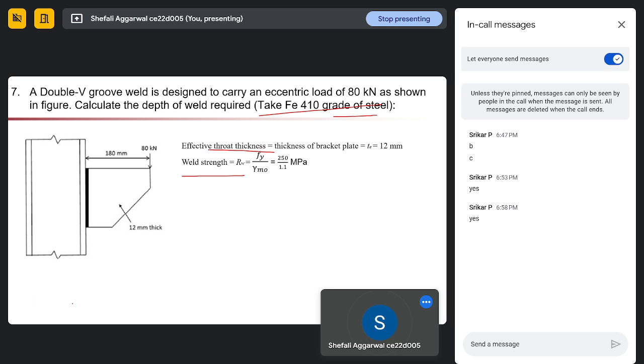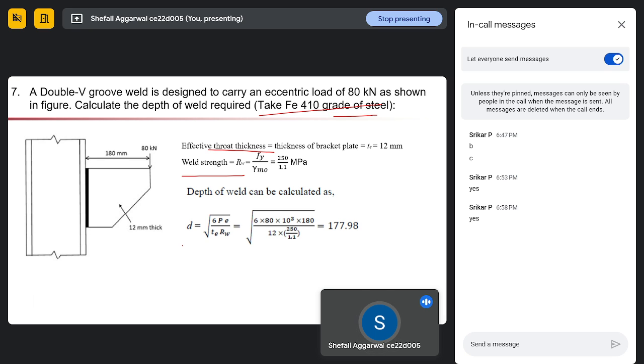And next thing is we have to calculate the depth of weld. So this formula we have seen. Depth of weld is given by under root 6 P E upon T E into R W. So P is given, E is given, throat thickness we have calculated, R W we are calculating from here, and this will give us the depth of weld, right?